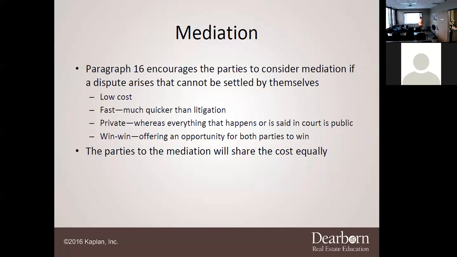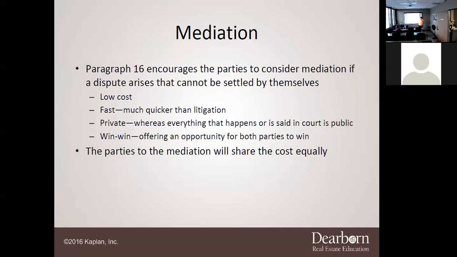And the parties to a mediation will share the cost equally. That is also a key thing. If all of the mediation costs $2,000, the buyer and the seller in this situation will split the cost, everybody's paying $1,000. Makes it a lot cheaper than, again, going to litigation, in which case not only is it more expensive, but just whoever has the most money wins most of the time.